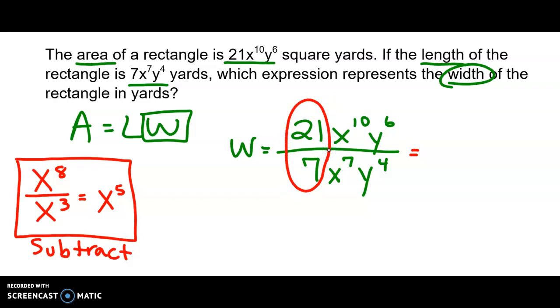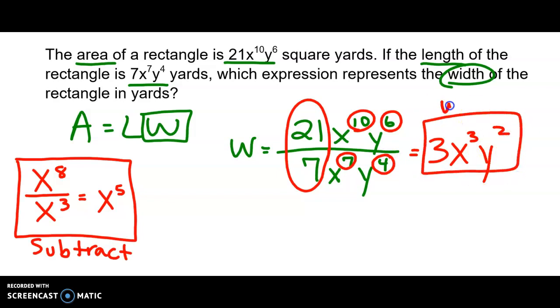So 21 divided by 7 is 3. And then from here we subtract our exponents. 10 minus 7 is 3, so x to the 3rd. And then the y's, 6 minus 4 is 2, so y to the 2nd. And that right there is our width of the rectangle.